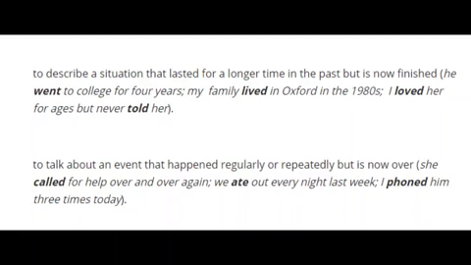Now we also use past tense to talk about an event that happened regularly or repeatedly but is now over. For example, she called for help over and over again. We ate out every night last week. I phoned him 3 times today. That means all these actions were taken repeatedly. Now I am coming to the future tense.